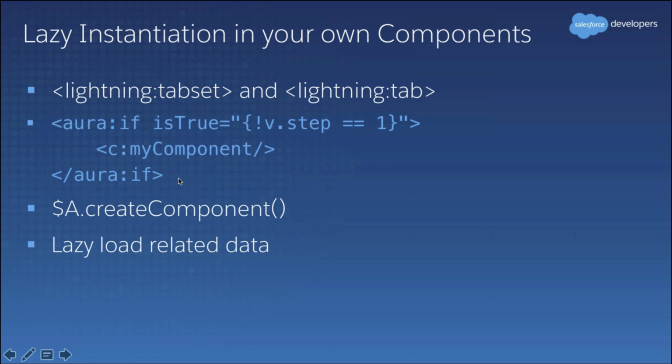Another way is to use the aura-if tag. And with aura-if, as you can see, there is a condition here. In this case, step must be equal to 1. If that is true, then this component, my component here, will be instantiated. But if that condition wasn't true, this component wouldn't be instantiated, wouldn't be created, wouldn't be added to the DOM until that condition becomes true. So that's another way to implement lazy instantiation.